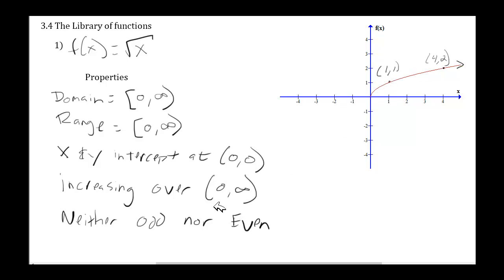Remember this, the increasing, decreasing stuff has to be open intervals. And this function is neither odd nor even. Okay, let's take a look at the next function.